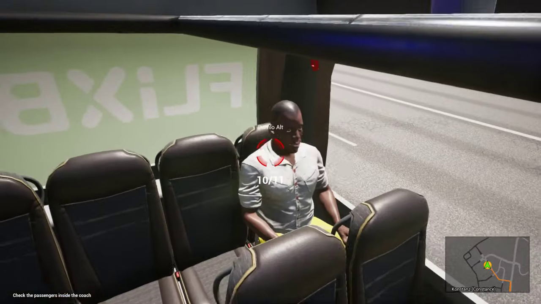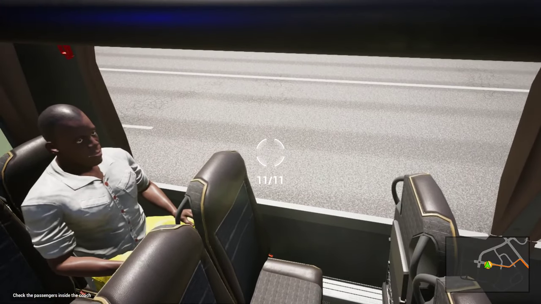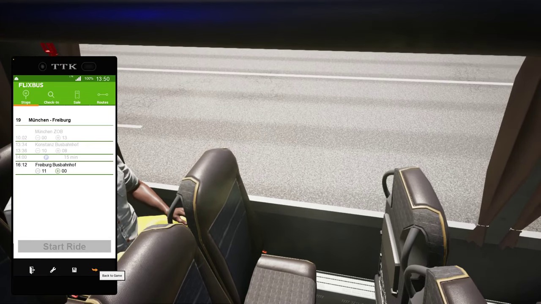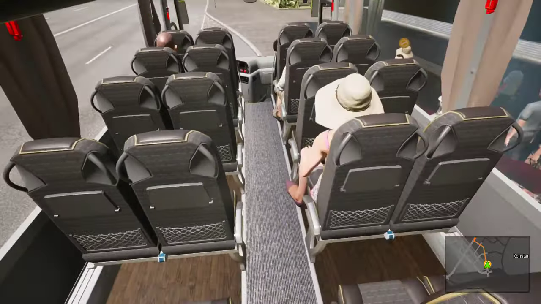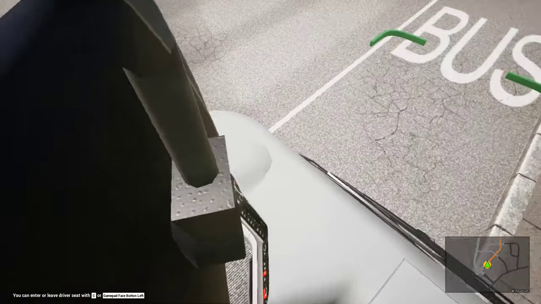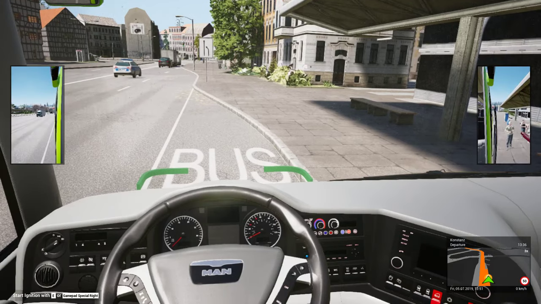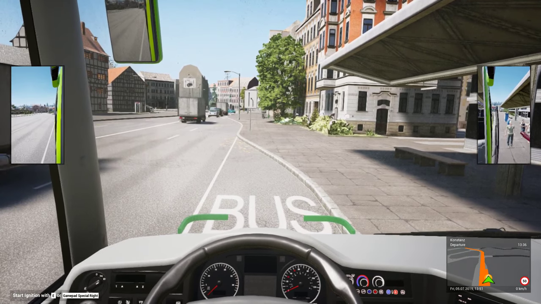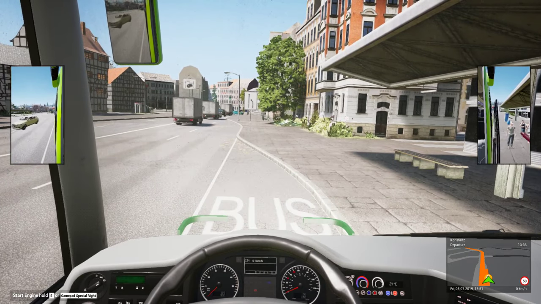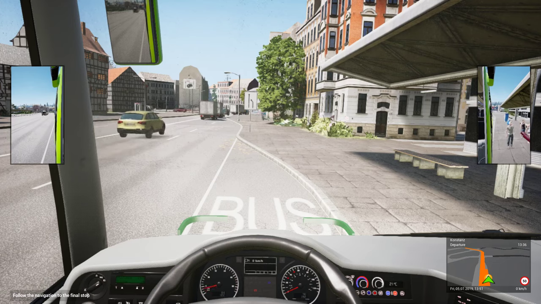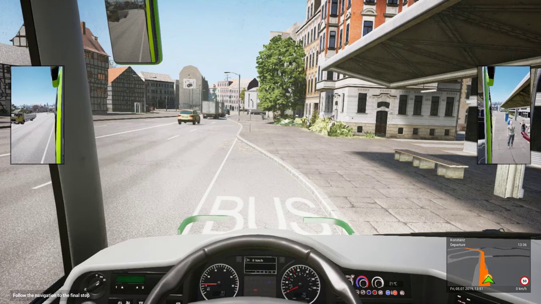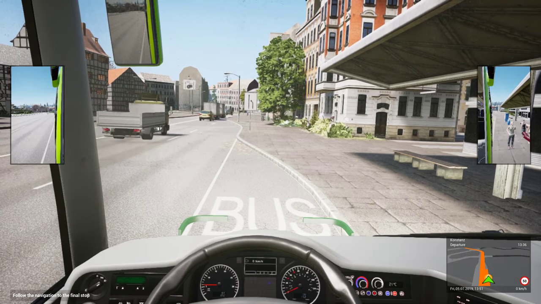5, 6, 7, 8, 9, 10. And he makes 11. Sitting all on your own at the back, mate. Oh well. Checked. He prefers to sit all his own on the back seat. Okay. Right, so now we can close the doors. Well, the engine. Yes, it agrees that the rest stop has been done. So that's all worked nicely. And now we can head for Freiburg.